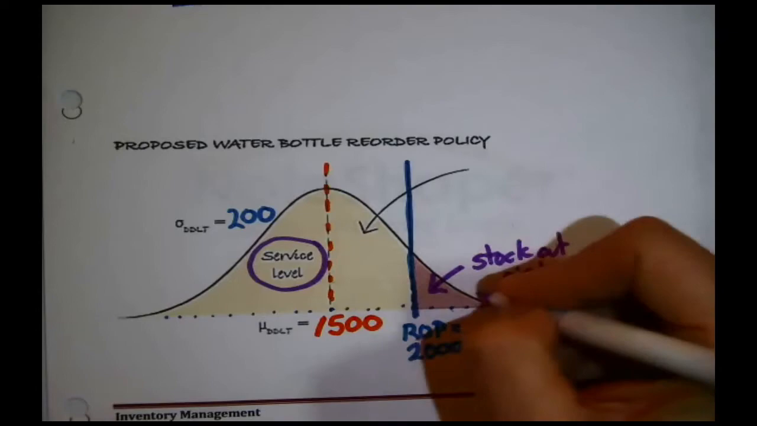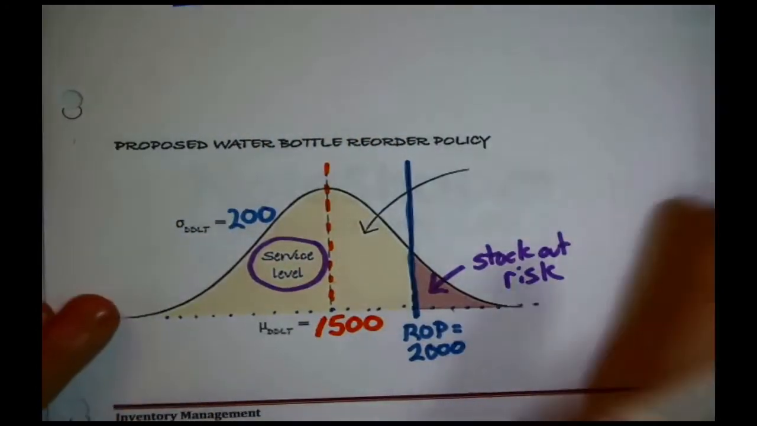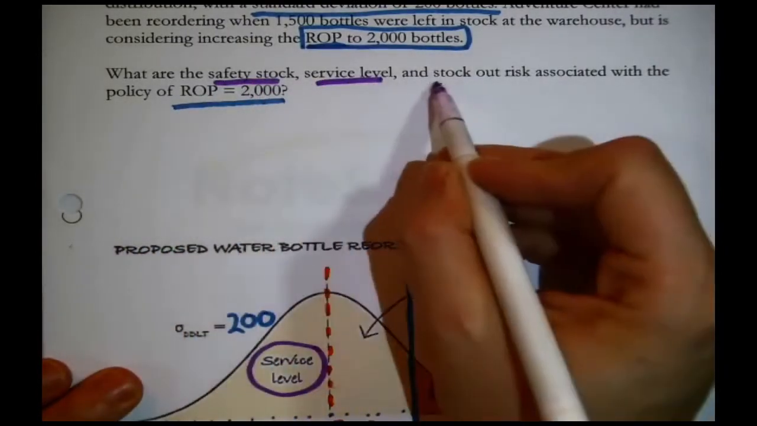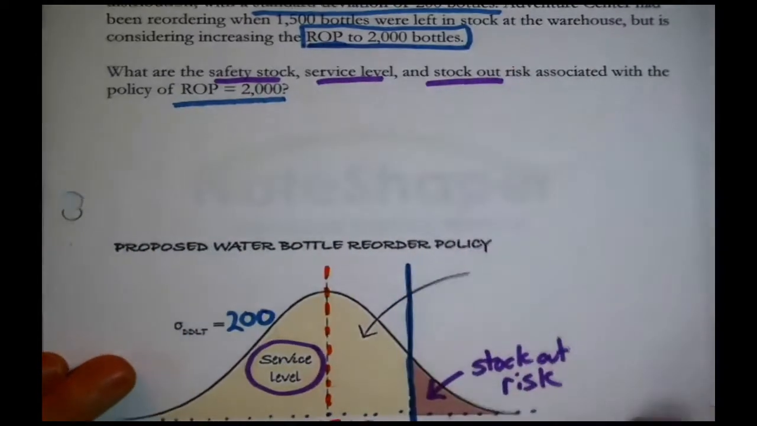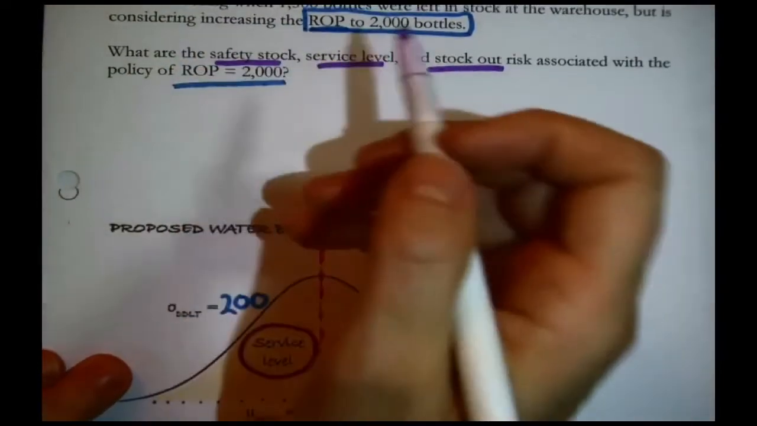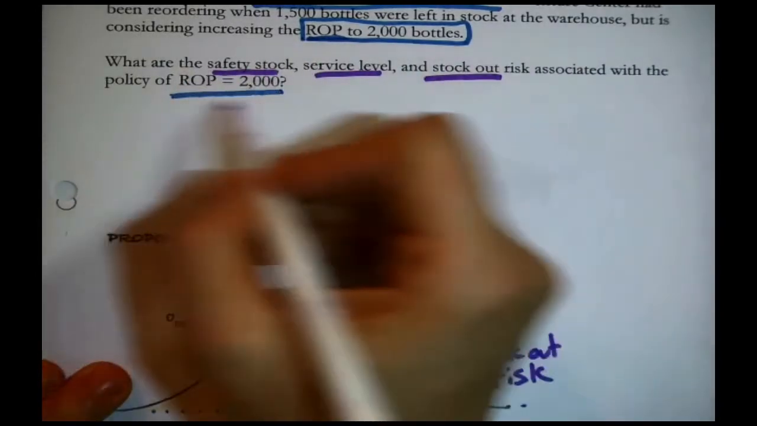That's the part that got excluded because we decided, fine, we're going to go ahead and reorder here. Now, that's what they're asking about up there. We've got an illustration, but we don't have numbers to attach to this exactly. So we're going to evaluate this particular policy of reordering at 2,000. That first question is really easy. Let's just go ahead and answer it.